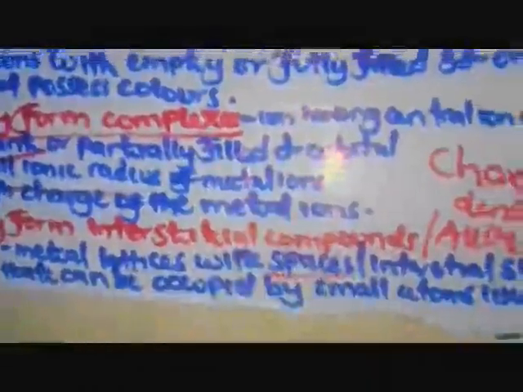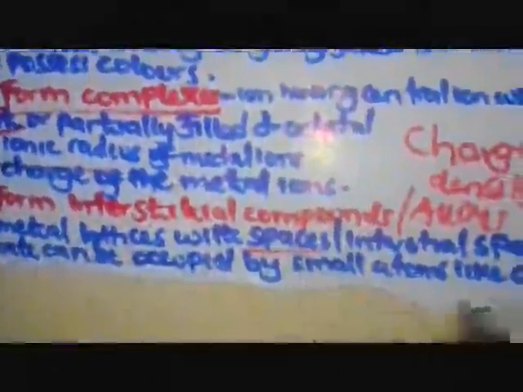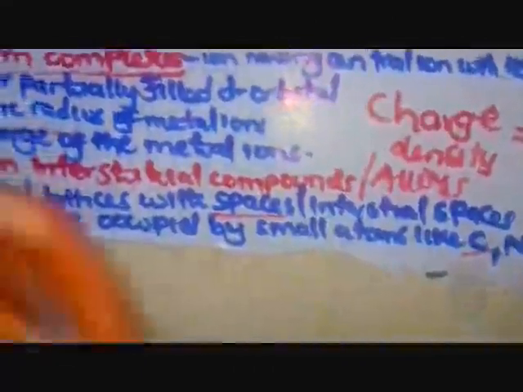Form the complex. Then lastly, another feature which makes them unique to be called transitional elements, they form what you call interstitial compounds. These ones you can even call them alloys. They can form what you call alloys. Why are they forming alloys? When you look at their metallic lattice, it is having space, and that space can easily accommodate the small atoms like carbon, nitrogen. So you may find that they are forming alloys. You find alloy like steel, that is an alloy of iron, and many other alloys because of the metal lattices having spaces that can accommodate the small atoms.